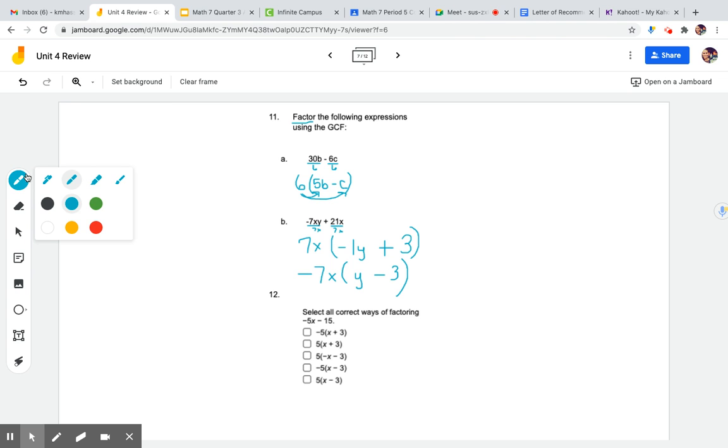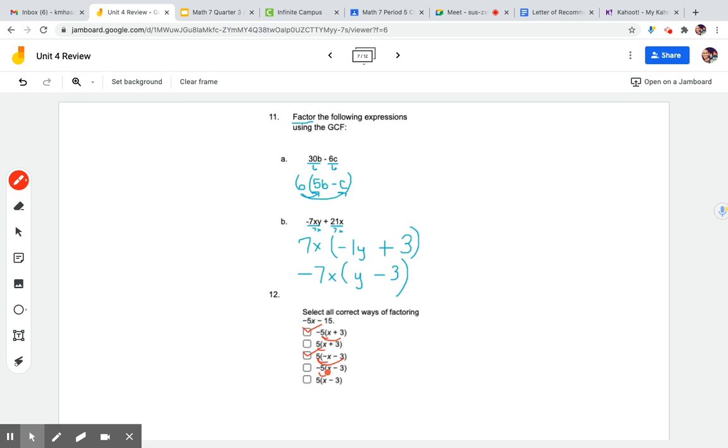For number 12, this is one of those problems where I suggest starting with the answers and working your way toward the original problem. So let's see what is equivalent to negative 5x minus 15. Here I get negative 5x plus a negative 15, which is the same as negative 5x minus 15. Here I get a positive 5x, which is not good, so I'm just going to move on. Negative 5x minus 15, that one works.